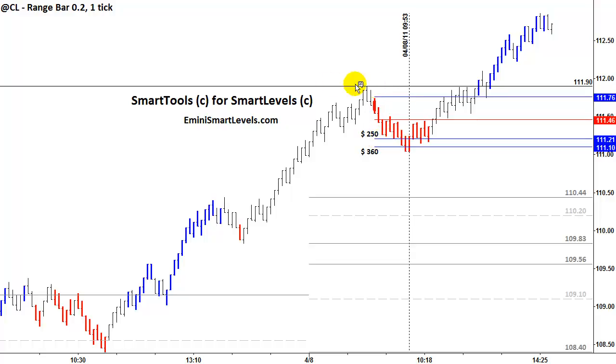Now, the reason I drew this horizontal line in at 111.90 is to show you how to draw in your own smart level when you're faced in the situation with trading with no smart levels from previous activity. And you can see once this market broke 111.90, this was definitely time to consider a long trade. We're breaking out new highs here.